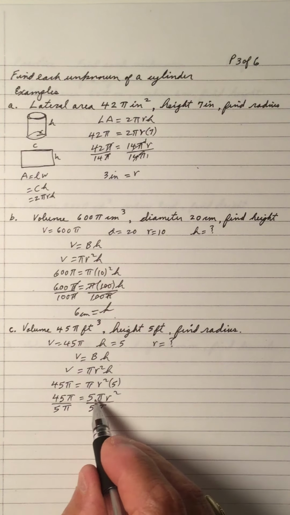So the lateral area is 60 pi meters. The radius is 6. And we're looking to find the height, the unknown. So the lateral area of a cylinder, we just worked it out in the previous one. The lateral area is circumference times height, so it's 2 pi r h.